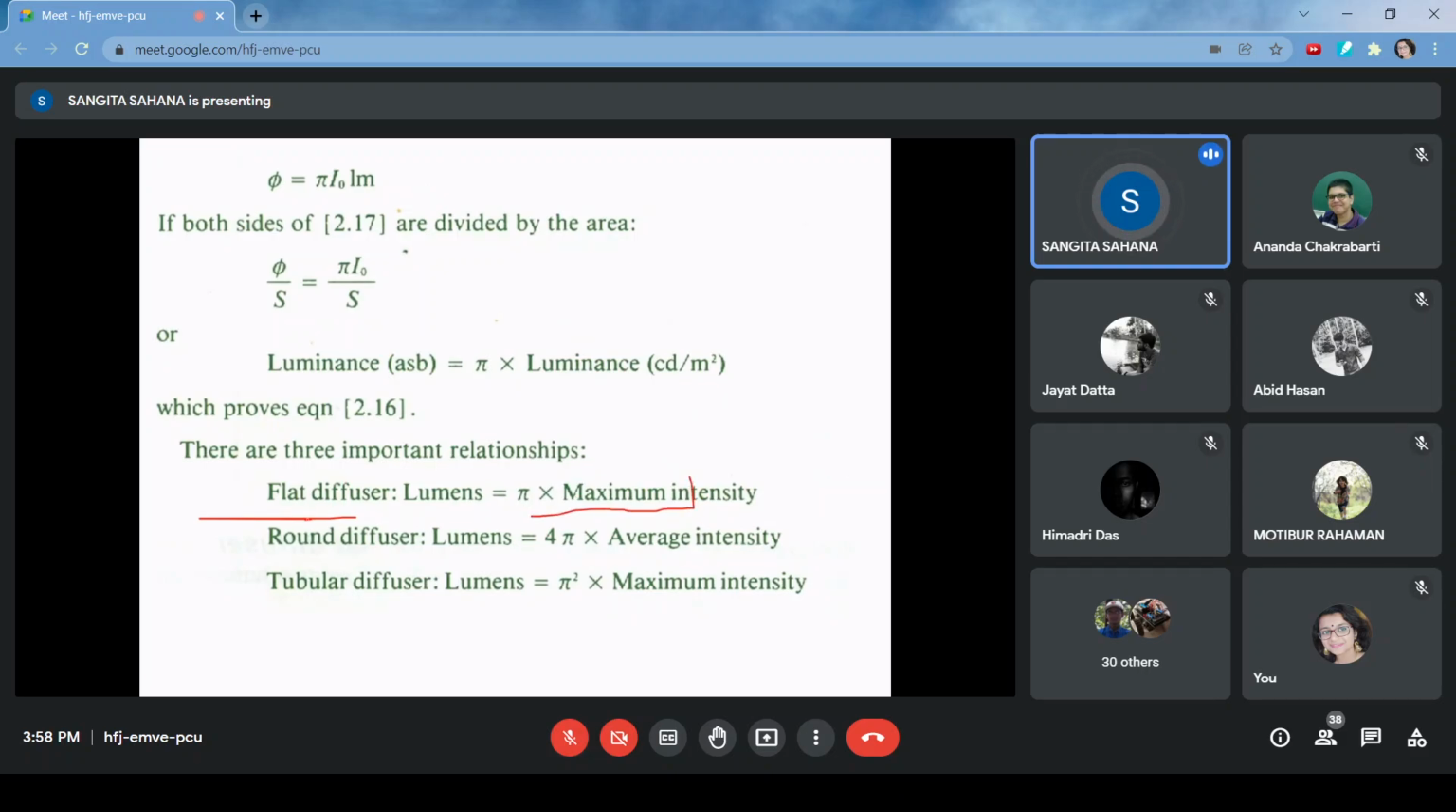Instead of a flat diffuser, if it is a round diffuser, it will be 4 pi I. If it is a tubular diffuser, for example a tube light, the total lumen will be pi square into maximum intensity, like that.